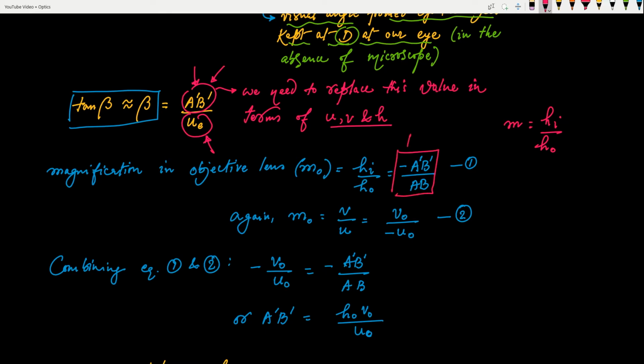Now I have used negative sign for A dash B dash because A dash B dash is basically inverted, and we know from the sign convention that inverted height is taken as negative. Okay, so this is clear.